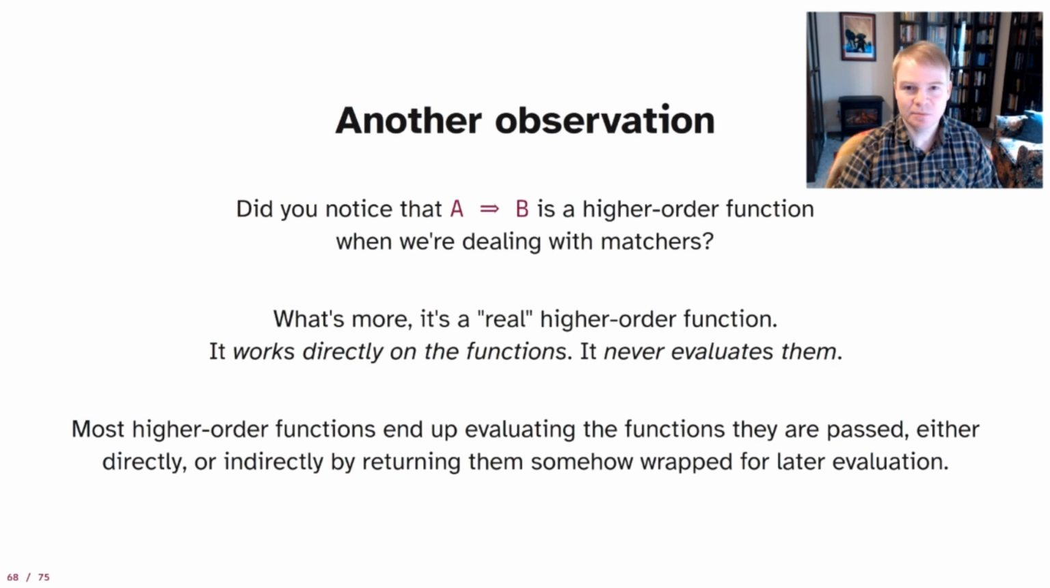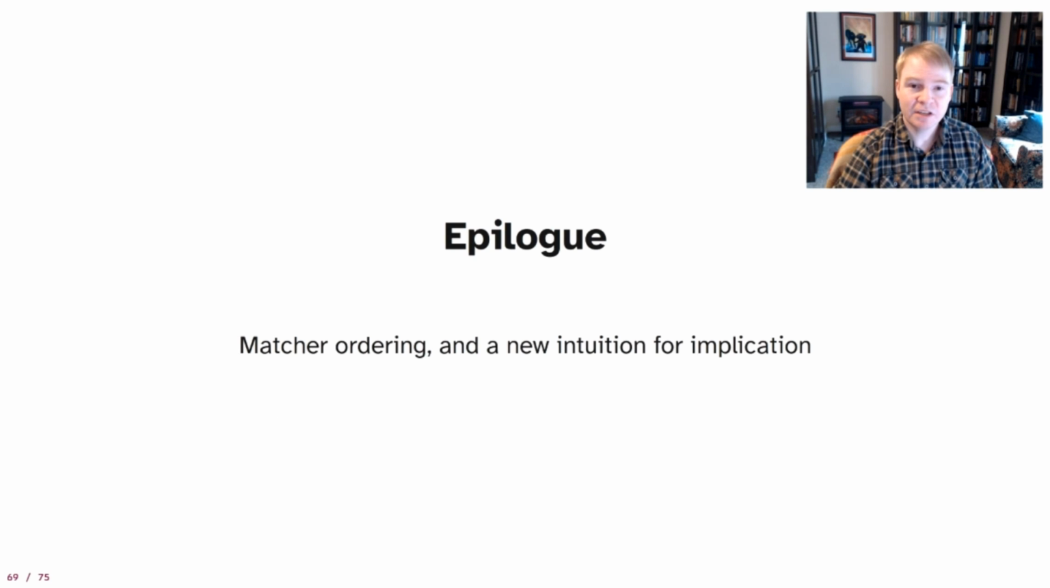A few days after getting to this point, I realized something else. We're manipulating matchers. Matchers are predicates. So implies is a higher order function. And because the matcher semantics are encoded in their types, we're able to actually evaluate implies without evaluating the matchers, which is a rarity in my experience. Most higher order functions eventually evaluate the functions they're given. So after doing this, I continued with my life.